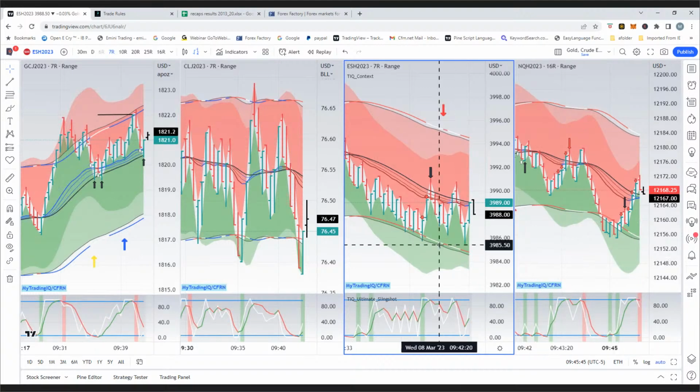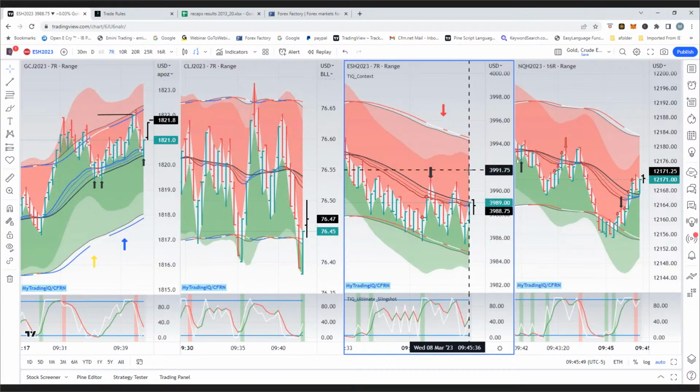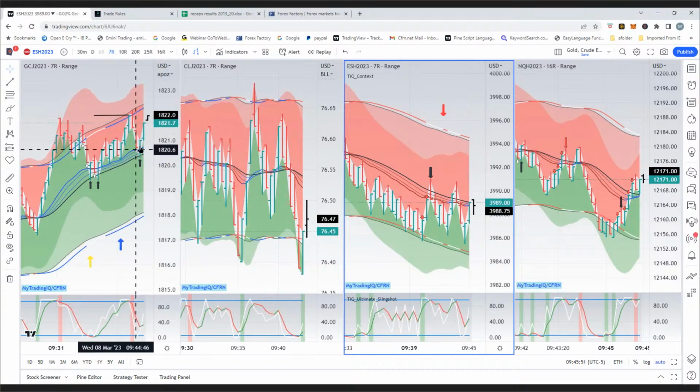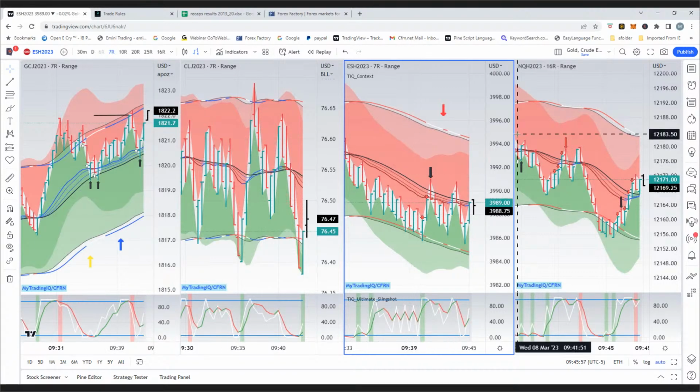It didn't really put in a lower swing, but I guess it did put in just one tick lower. The gold's got another trade here that I missed right here. That was a nice trade on gold. Okay, yes, stopped out on the ES trade. We did.